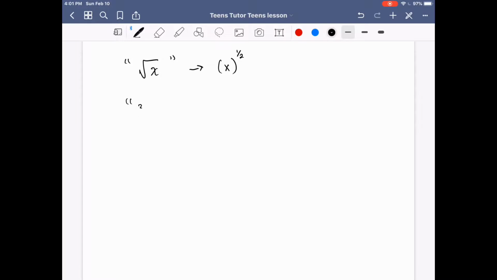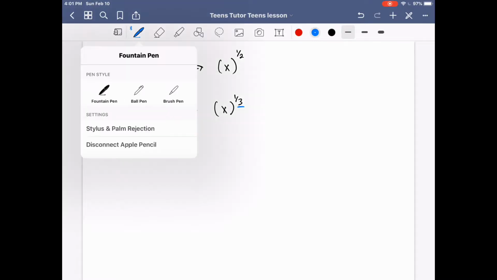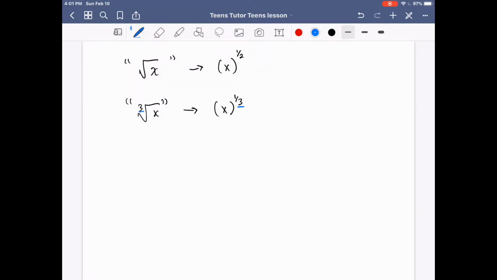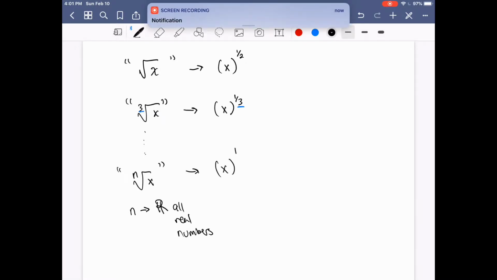Now, you can also have a root where the thing under here is the radicand underneath the root, and that could be exponentiated even to 1/3. As you can see, the same number that was underneath here was also underneath here. It goes on and on, even down to where we get into n, in which n stands for all real numbers. And that turns into x to the 1 over n.